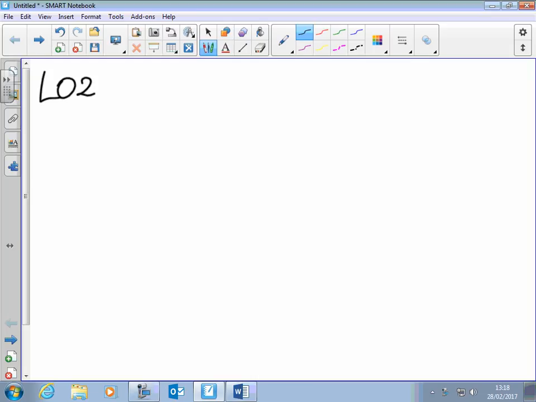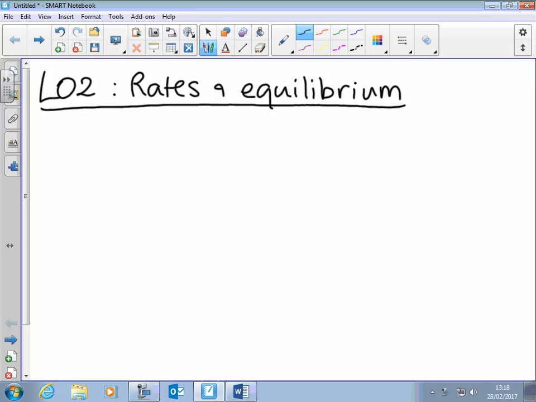Learning outcome 2 then is the rates bit, which will take up most of what we're doing. The equilibrium is mostly about a session and a half perhaps, and a lot of it is doing practice questions and then giving you the assessment ones to do. So it's not a large part of it. But the rates bit does take a while.